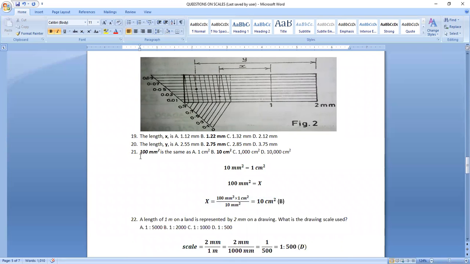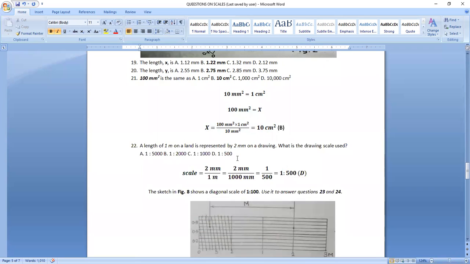Question 21 says that 100 millimeters square is the same as... So in this calculation, 100 millimeters square is the same as 1 centimeter square. Then 100 millimeters square is equal to x. Then we move on to determine what the answer will be, which gives us 10 centimeters square. So 100 millimeters square is the same as 10 centimeters square. So option B gives us the answer to the question.